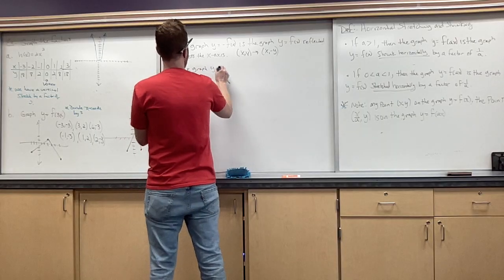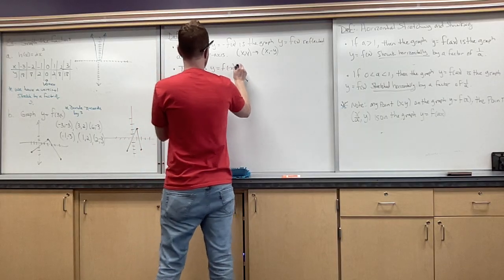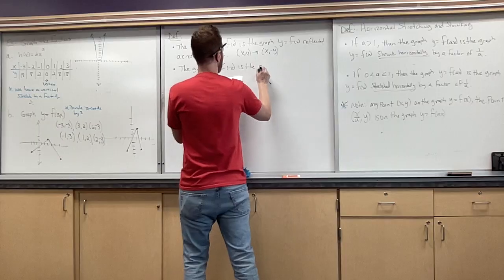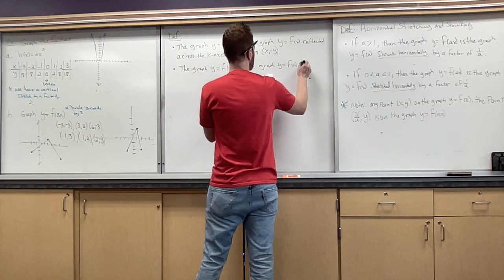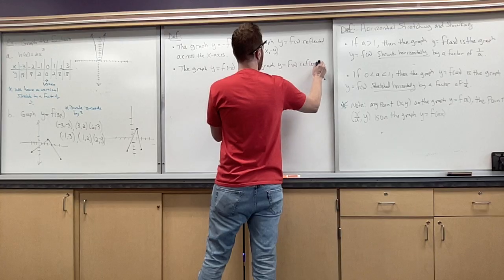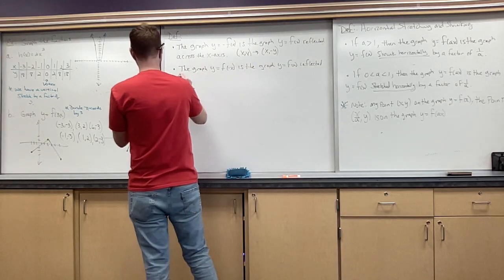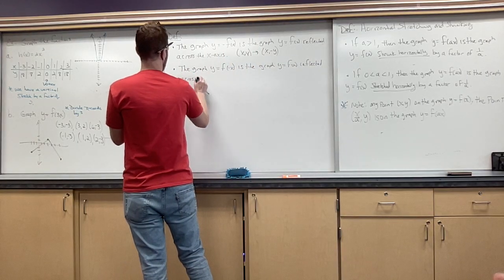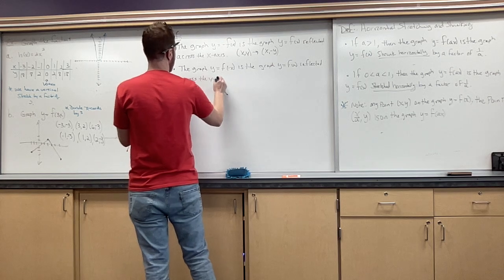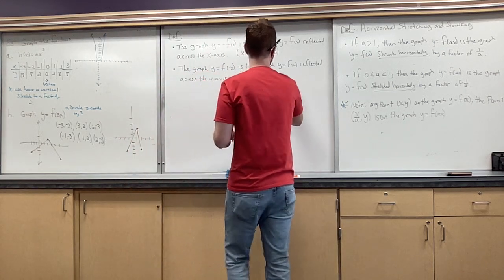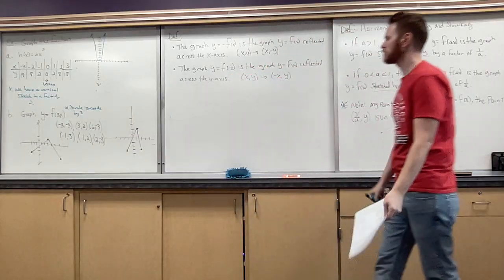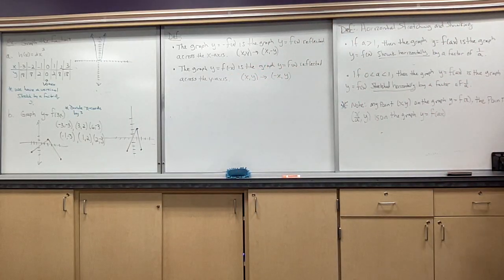Now we have the graph y equals f of negative x. That is going to be the graph y equals f of x reflected across the y-axis. Okay, and again, just pulling from our geometry days, that means the y-coordinate doesn't change, but the x-coordinate does. The sign changes. Look.